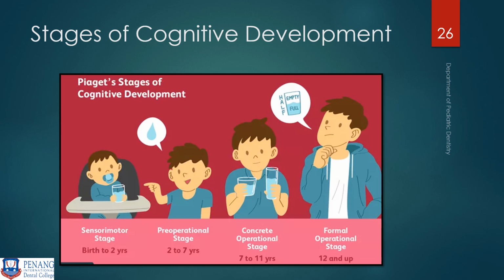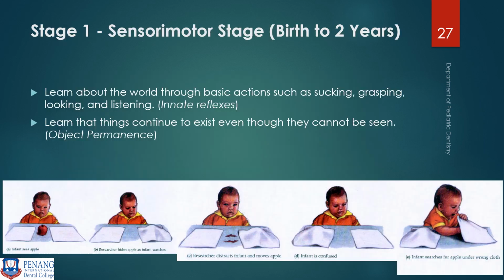Then he will learn that the water can be divided between 2 things, and he'll have this concept of consistency. Once he finishes that, he goes to the formal operational stage, where he will look at a glass of water, and then he will have this philosophical thought of whether the glass should be considered half empty or half full. So these are the 4 stages of cognitive development. Now let's dig into each stage and see how it helps us in our clinical practice.